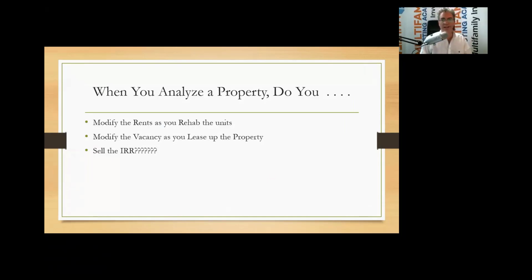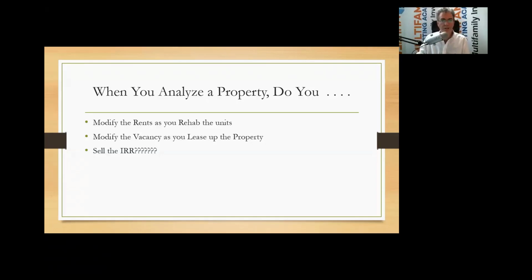Now, it says, when you analyze a property, do you sell the internal rate of return? Do you talk to an investor about all the money that's coming back to him? If all you're talking about is a double-digit cash-on-cash return, you're not even mentioning what the internal rate of return is. You're not mentioning how you're paying down the mortgage. You're not mentioning any other savings that you have within the property that's going right back to the investor. You're just talking cash-on-cash return.